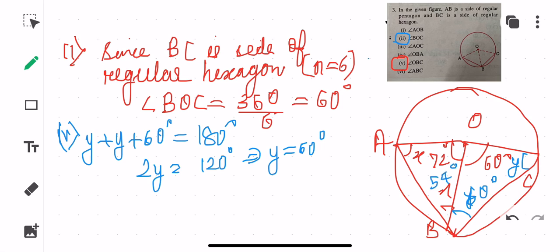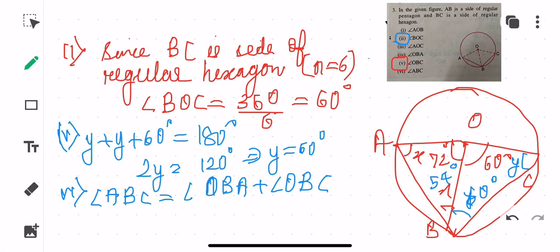And then in the last sub question, you need to find out angle ABC. Write down angle ABC will now be equal to how much? It will be equal to angle OBA plus angle OBC. So OBA we calculated as 54 degrees, OBC we calculated as 60 degrees. So this is how much, children? This is coming out to be equal to 114 degrees.